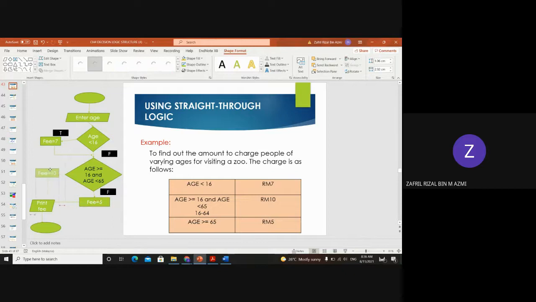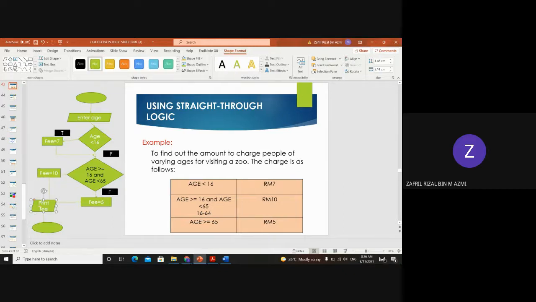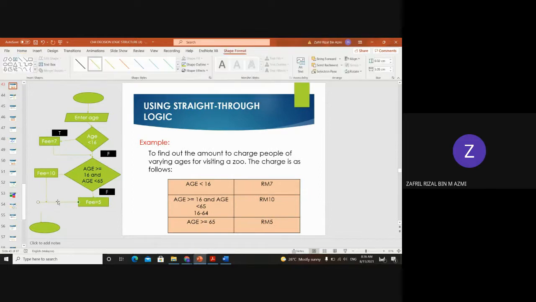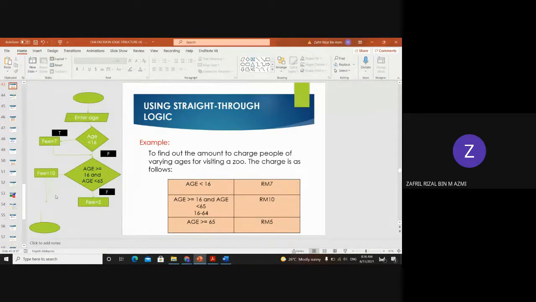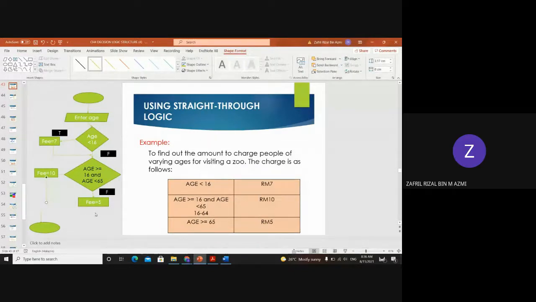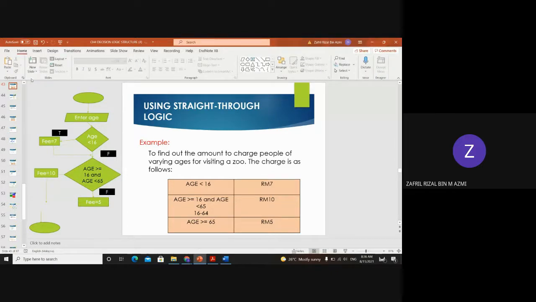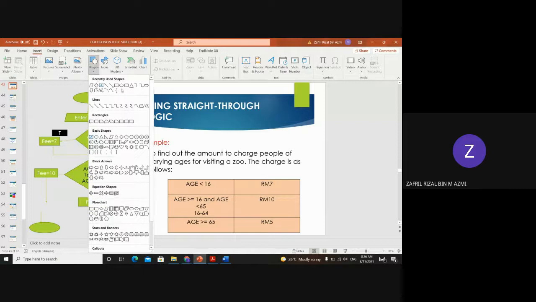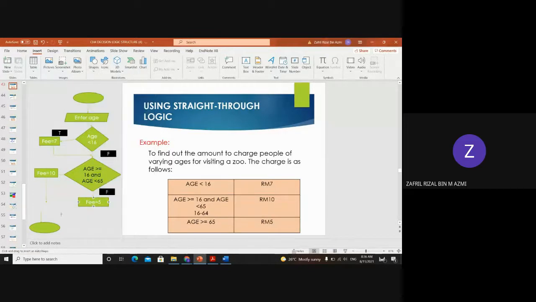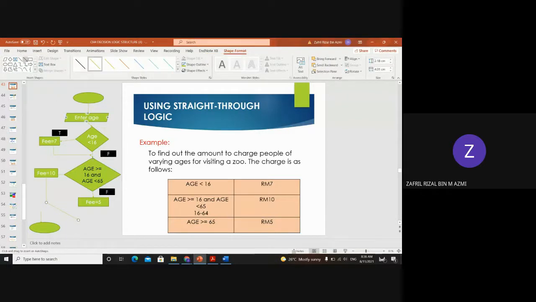Go here, not print yet. If you have another one over here, it will re-enter the decision set again. It will look slightly different, very different. So this one will go to the print over here and then print.